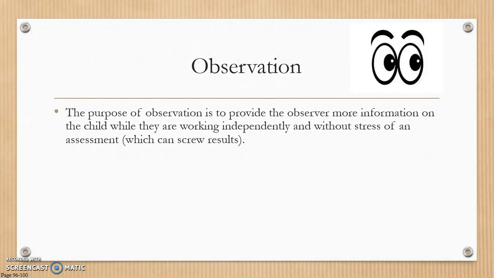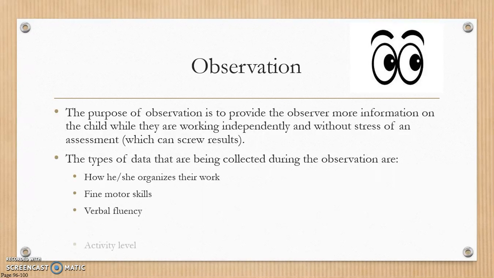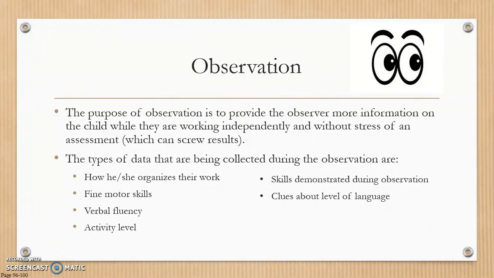Observation. The purpose of observation is to provide the observer more information on the child while they are working independently and without the stress of an assessment, which can skew results. The types of data that are being recorded during an observation are how he or she organizes their work, fine motor skills, verbal fluency, activity level, and skills demonstrated during observation, which are clues about level of language, perceptual speed, status of grooming, allergies, and so on.